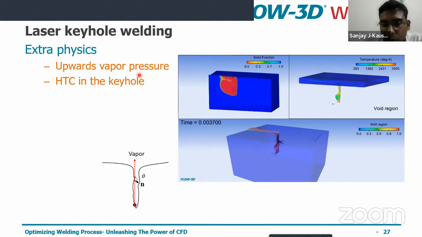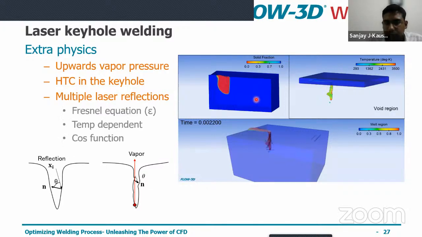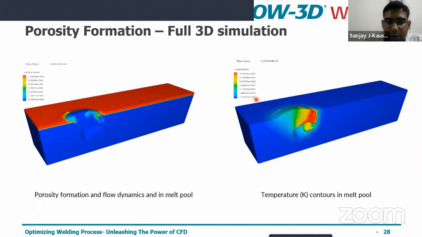And HTC in the keyhole should be accounted for. When the metal is hitting, how is my heat transfer going out of the simulation? That should be accounted for. And we have multiple laser reflections, because when you have laser reflections, your laser power decreases over time. That also has to be accounted for. Now, there are very different methods to handle these laser reflections. One is Fresnel equations, a physical form, and we have temperature dependent and also cosine functions with respect to the angle of the laser. So we can see the porosity formation in 3D.